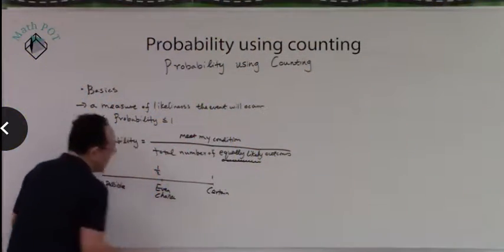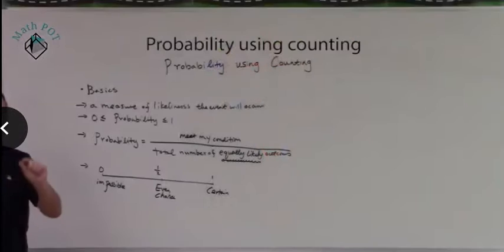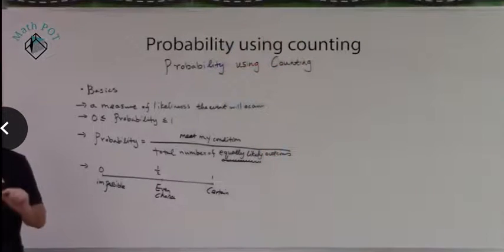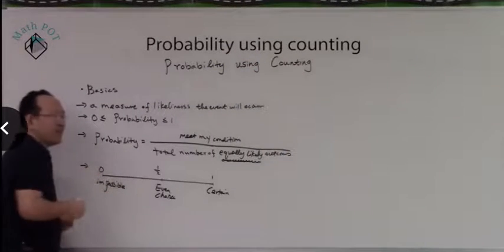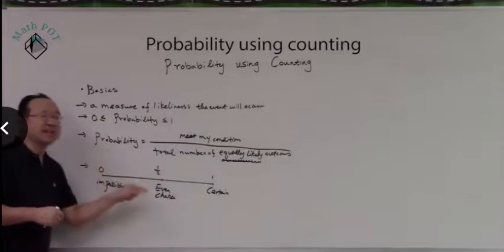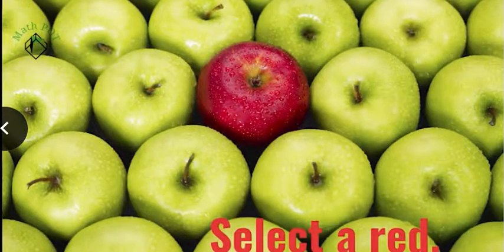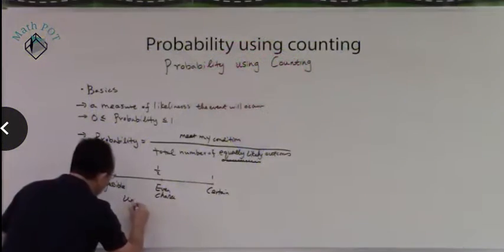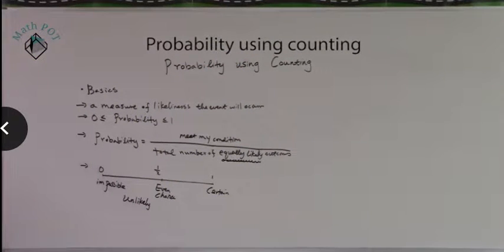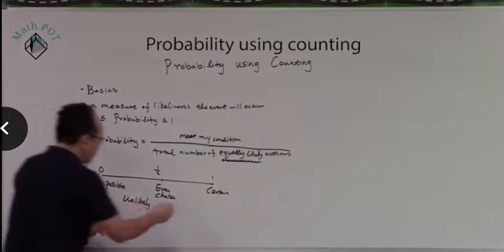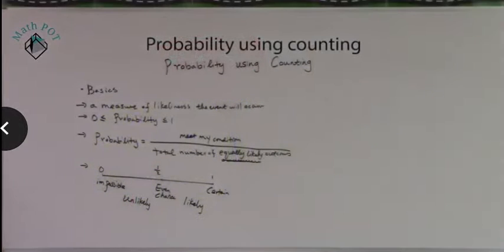A very typical example is flipping a coin. If you have a fair coin, of course you have a half chance to get a head and a half chance to get a tail. How about a number between 0 and half? It's greater than 0 but less than half. We call this event unlikely to happen. How about between half and 1? Greater than half but less than 1. We call this likely to happen. Remember some common words when we talk about probability.